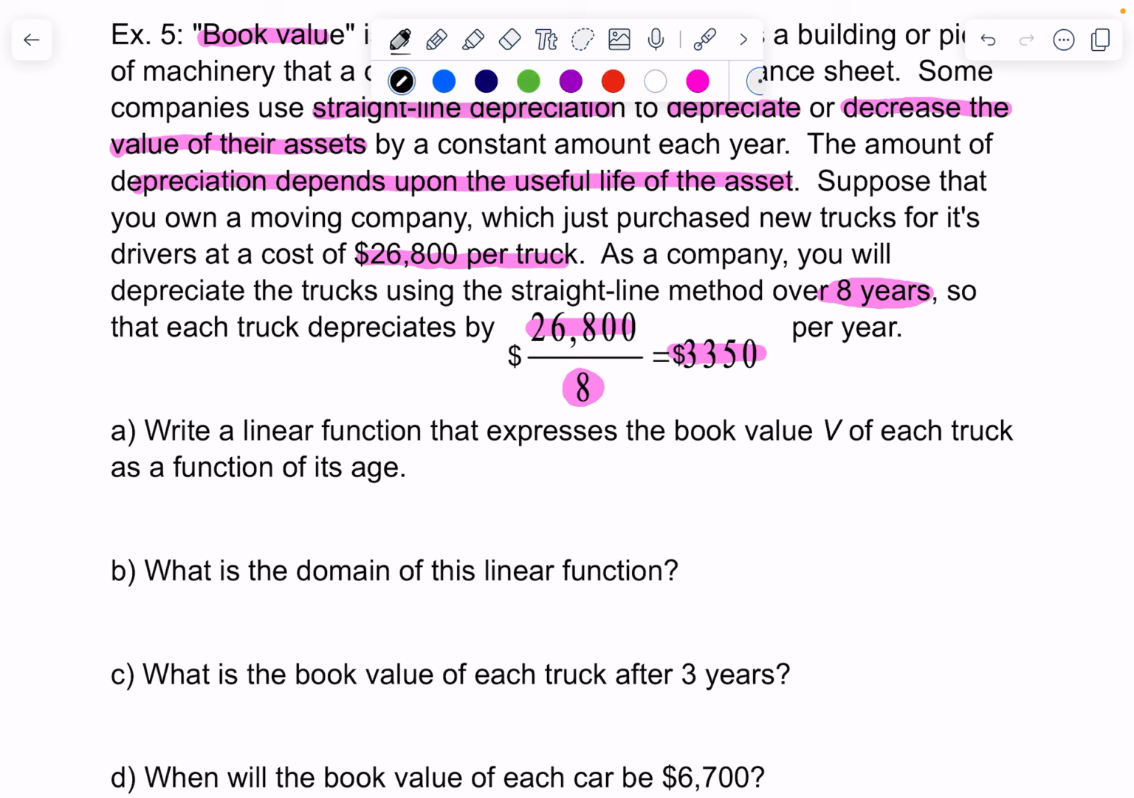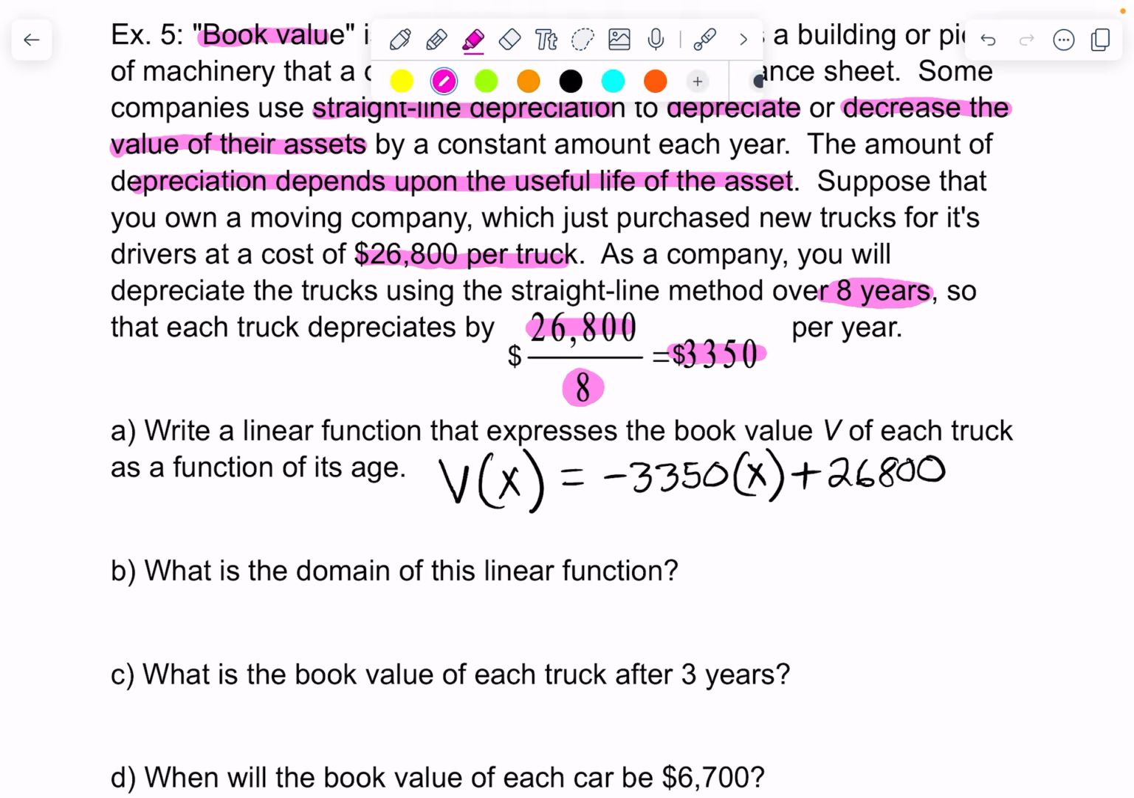Well, the book value, which is going to be V of X, where V is the value of the truck and X is the age of the truck, is going to equal negative $3,350 or negative 3,350X plus the original value of 26,800. So what happened here? The value of the truck is 26,800 and it depreciates in value by 3,350 every X years.